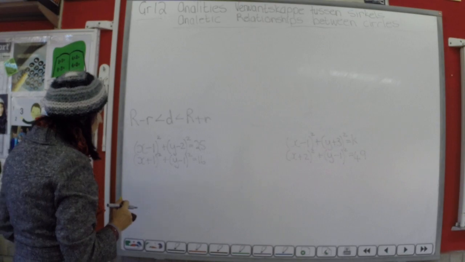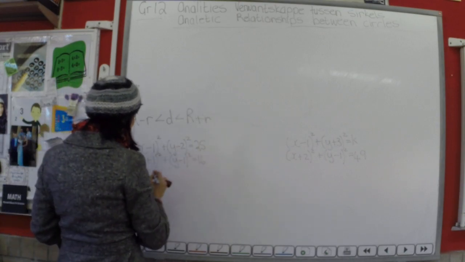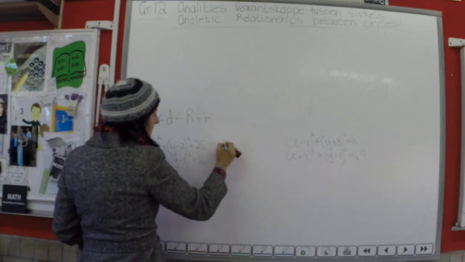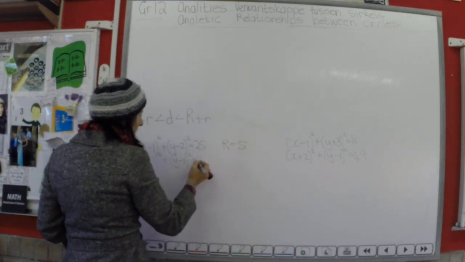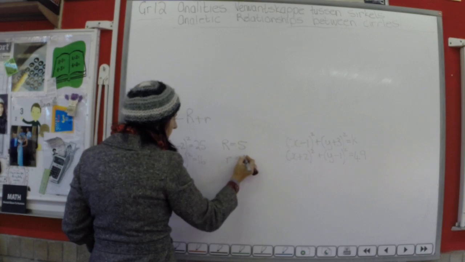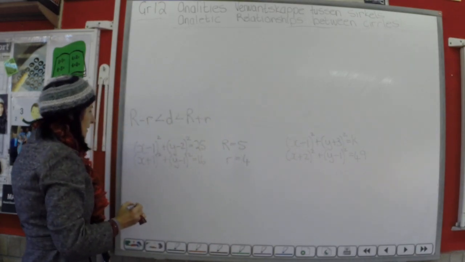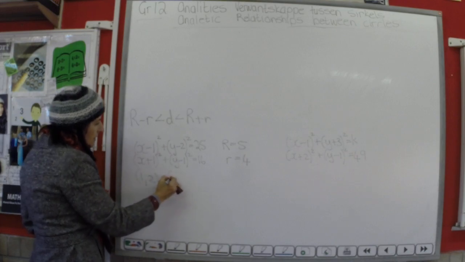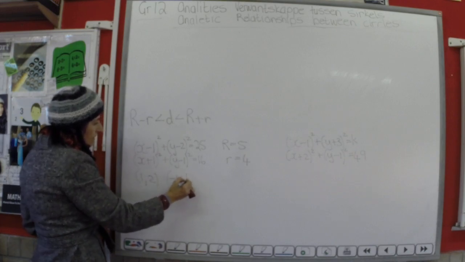Eerstens gaan ons kyk na ons groot sirkel se radius. Hier is ons groot sirkel se radius. Hy is gelyk aan 5. Klein sirkel se radius is gelyk aan 4. Kom ons bereken vir D. D lê tussen 1 en 2 en tussen min 1 en 1.